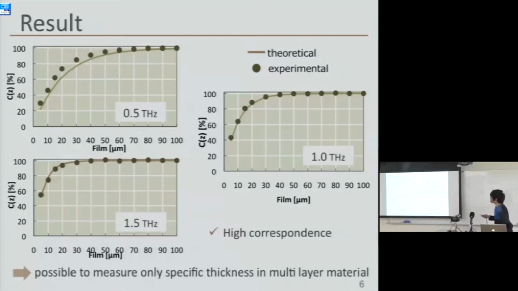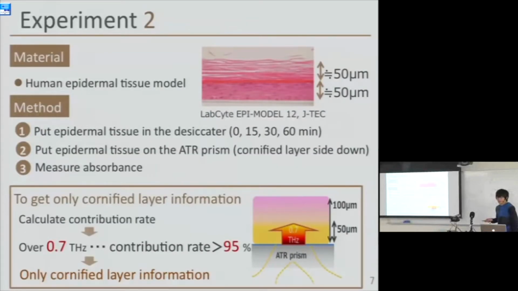In 1.0 terahertz, the contribution rate is almost 100. So in 1.0 terahertz, we can measure only 40 micrometer thickness material. Then I measure the real epidermal tissue. I use the human epidermal tissue model for this experiment.